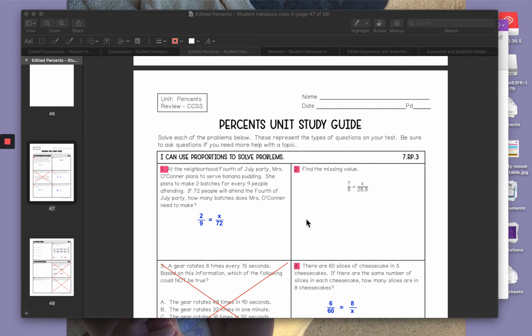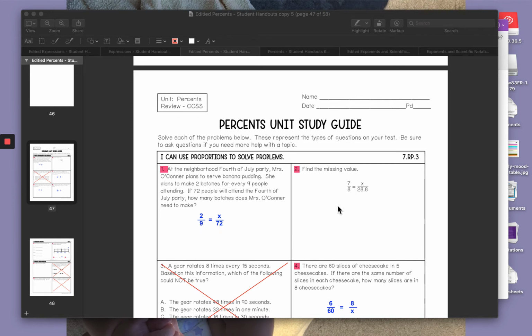The first part here says I can use proportions to solve problems. Number one says at the neighborhood 4th of July party, Mrs. O'Connor plans to serve banana pudding. She plans to make 2 batches for every 9 people attending. If 72 people are attending the party, how many batches does Mrs. O'Connor need to make? So we have 9 people attending, and if 72 people attend, how many batches will she make? Again, you're going to be cross multiplying and dividing.